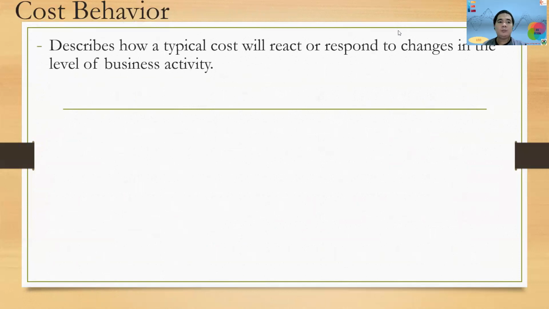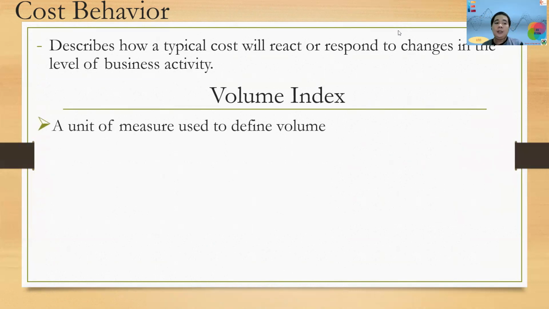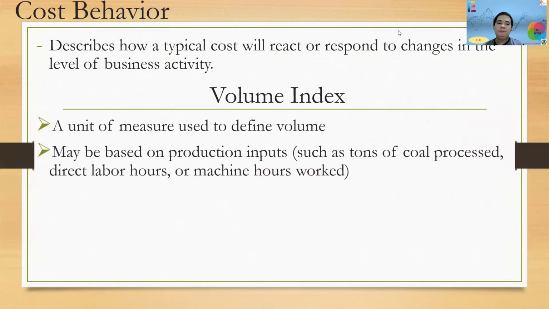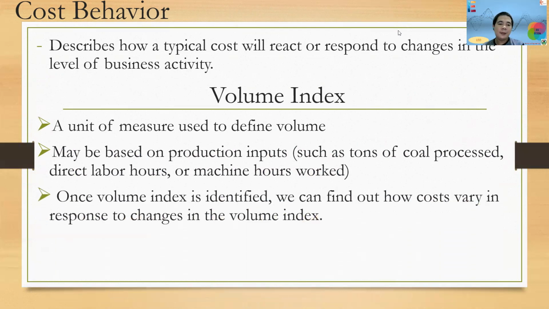So there are different cost behaviors that will define how you react or respond to changes in the level of business activity. That is what we call as volume index. It is a unit of measure used to define volume, maybe based on production inputs such as tons of coal processed, direct labor hours, or man hours, machine hours.